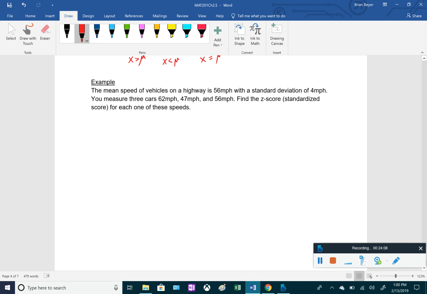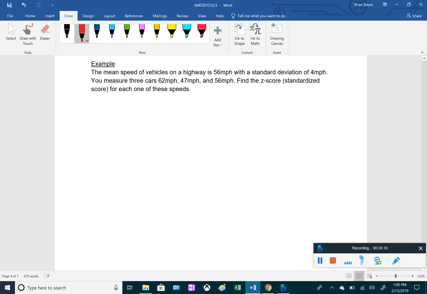Let's do one last example here. Let's say the mean speed of vehicles on a highway is 56 miles per hour. I'm going to write down our givens as we go. The mean is 56 with a standard deviation of 4, so mu is 56, sigma is 4. Then we find the speeds of 3 cars: 62, 47, and 56 miles per hour. We want to find the Z-score for each one of these speeds.